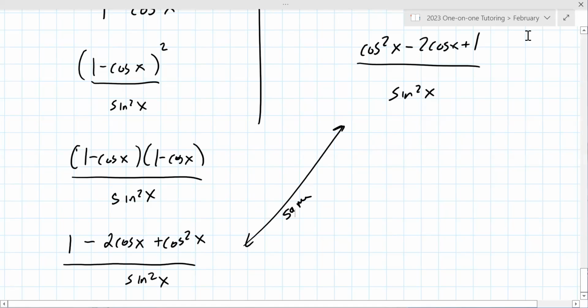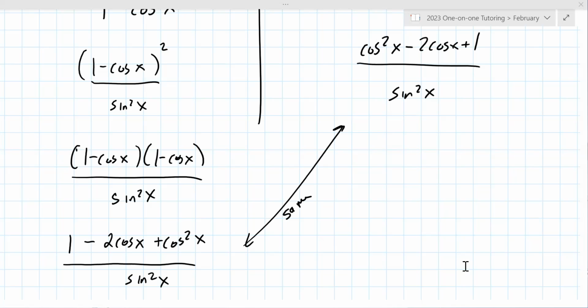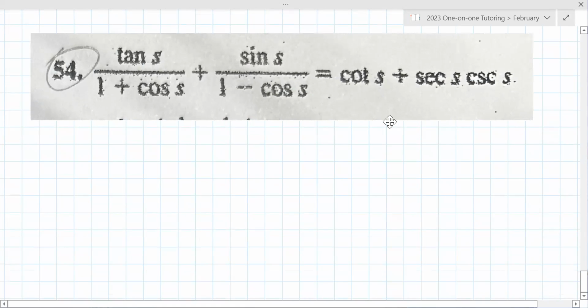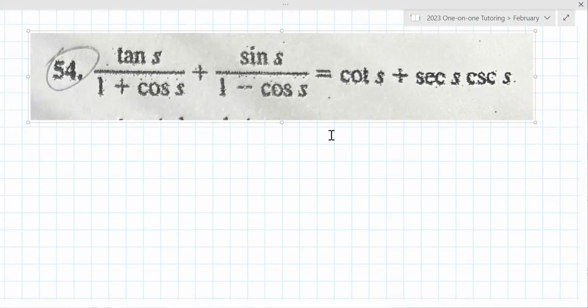Okay, so next problem on the list here. Let's see here, 54. Kind of like the last one. Try really hard to not mess this up for us. All right, so which side should we work on? Left side is a fraction. So you probably have to do both sides, right? Possibly, yeah. We hope really hard that it's this.